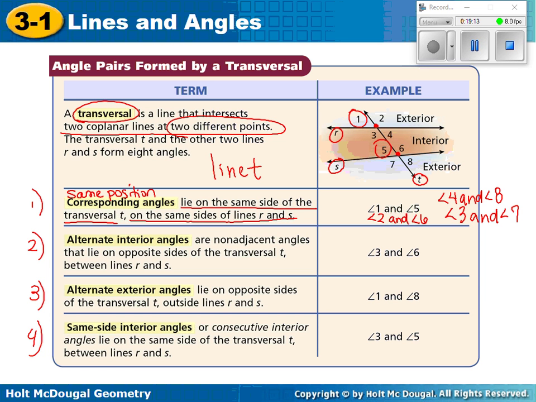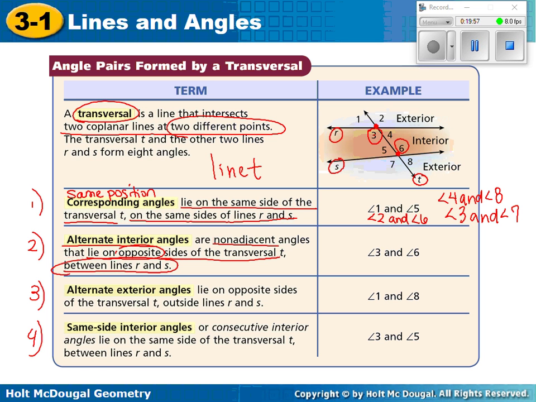Okay, the next kind of angles are going to be alternate interior. The name right here is basically telling you where they are. Alternate interior angles are not adjacent. They lie on opposite sides of the transversal. So one's going to be on the left, one's going to be on the right. And they lie interior, so they're in between lines R and S. So first of all, when you think about the interior of this picture, 3, 4, 5, and 6 would all be interior angles. 1, 2, 7, and 8 would all be exterior angles. Alternate interior are going to be things like 3 and 6. They're on opposite sides of the transversal in between the two lines.